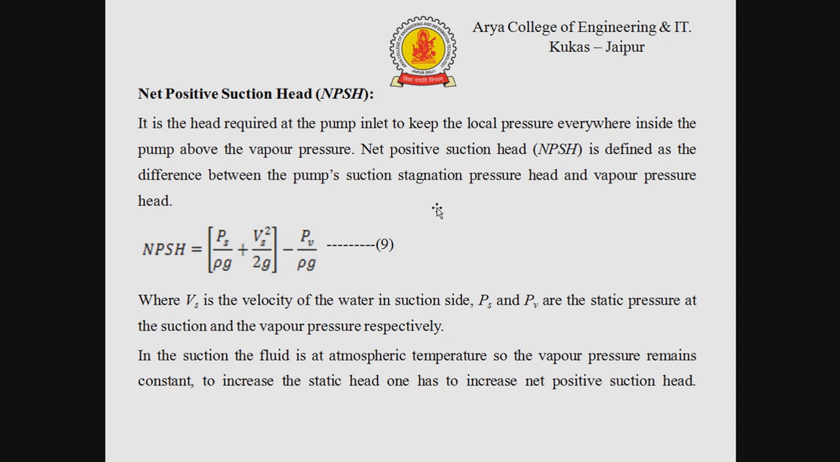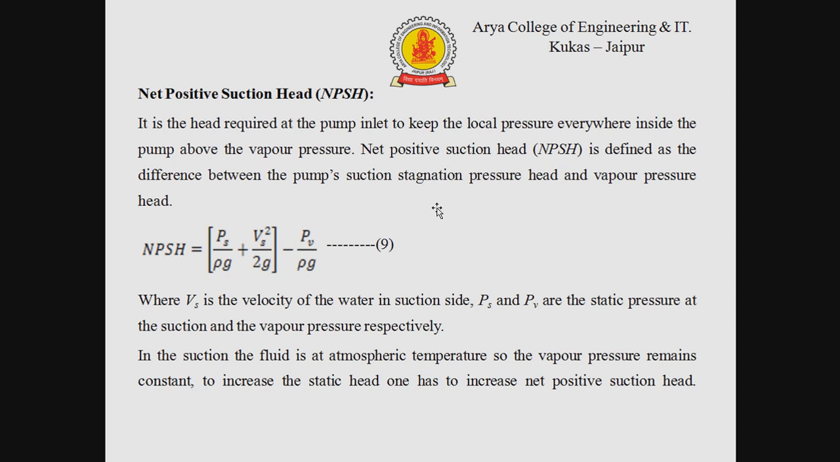The next is the net positive suction head. It is the head required at the pump inlet to keep the local pressure everywhere inside the pump above the vapor pressure. The net positive suction head is defined as the difference between the pump's suction stagnation pressure head and the vapor pressure head. The value of NPSH is shown by equation 9, where Vs is the velocity of the water on the suction side, and PS and PV are the static pressure at the suction and the vapor pressure respectively.